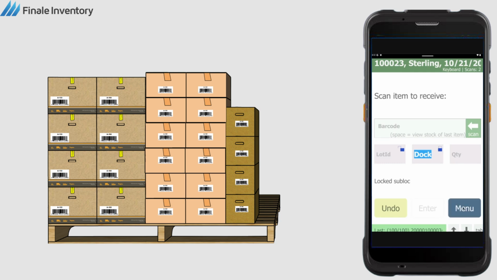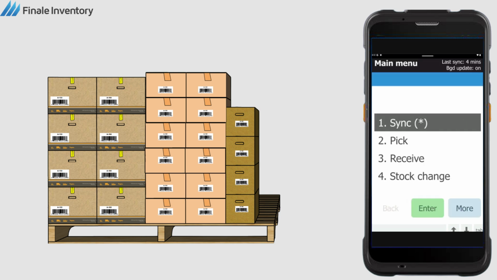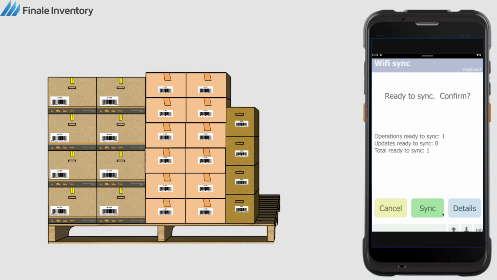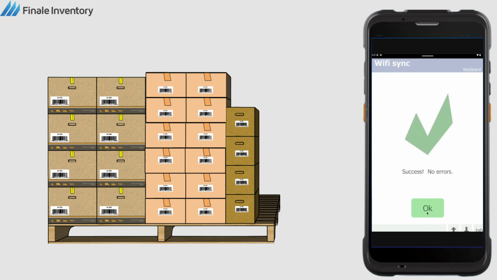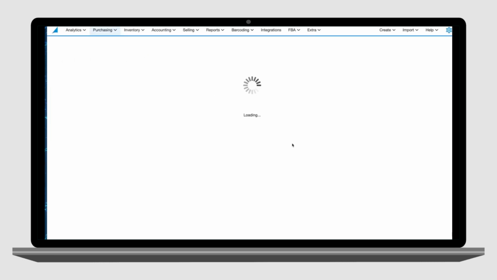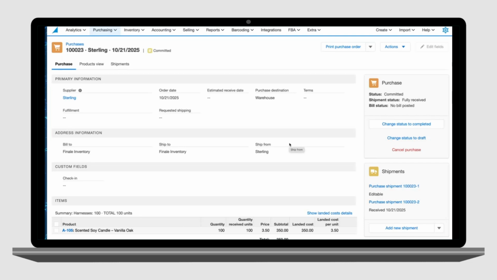So we're going to go ahead and hit this main menu here. We're going to exit, and we're going to sync this data back up to Finale's main system. And then what we're going to do is take a look at how all of this is transcribed in Finale's main UI. We're going to go ahead and refresh the browser. And if you look over to the right here in this shipment section, we're going to see here that we've got a shipment that's now been received against this PO. We open it up here.